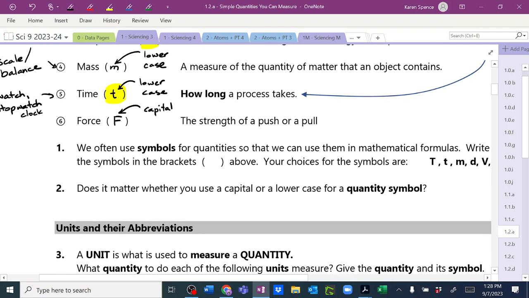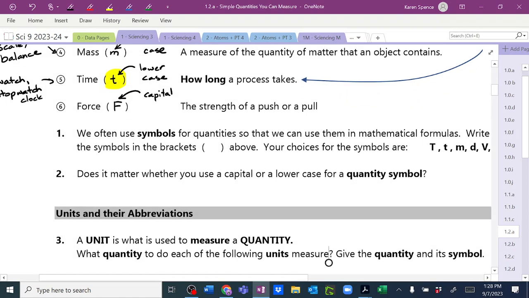Does it matter if we use a capital or lowercase F for the force symbol? Yes. Keep trying to use that pen because it doesn't work. Yes.